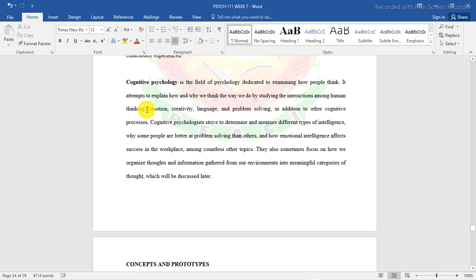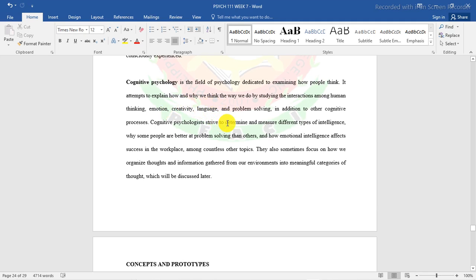Ikaw yung taong yan. Ano yung emotion mo sa picture na to? Ikaw yung taong yan. Gumawa ka ng ito, creative ka. Ano yung the way you speak, the way you solve problems. Yan yung cognitive psychology. Nastudihan nila yan.